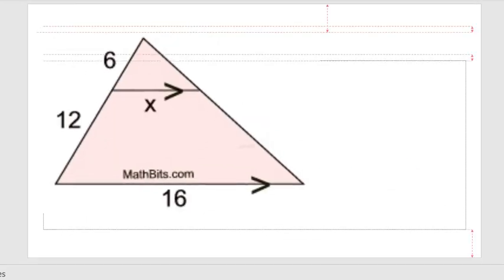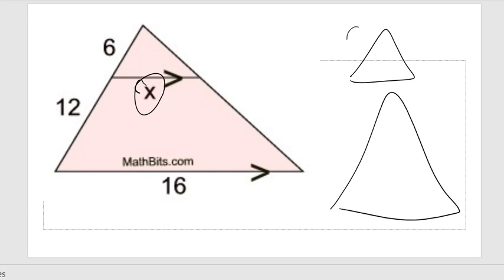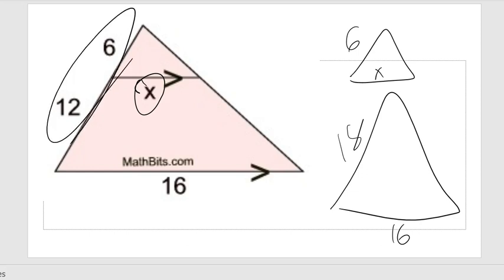Alright, for this one, I'll make sure not to make a mistake. Once again, we have a number on the inside, so now we're going to split the triangles up. We're going to get 6 and x. We're going to get 18 and 16. Remember, I got 18 because I added those two together. I take 6 over 18, this over this, and this over that.